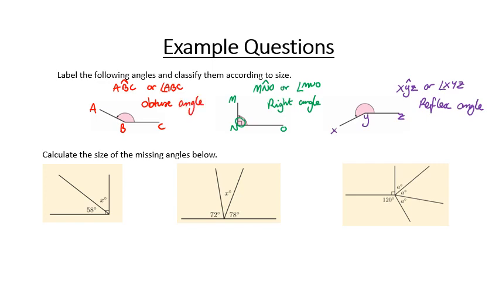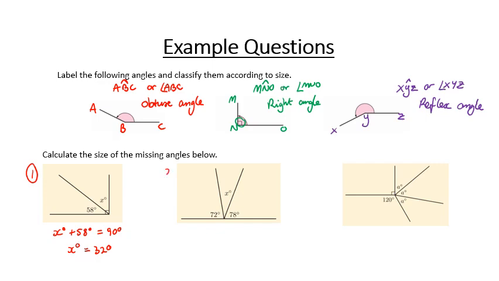Now the last couple of example questions, we're going to try and work out the missing angle. And we know in our first example here, it's a right angle, so the total is 90 degrees. So our x degrees plus 58 degrees must equal 90 degrees. And when we work that out, we would find that x equals 32 degrees.